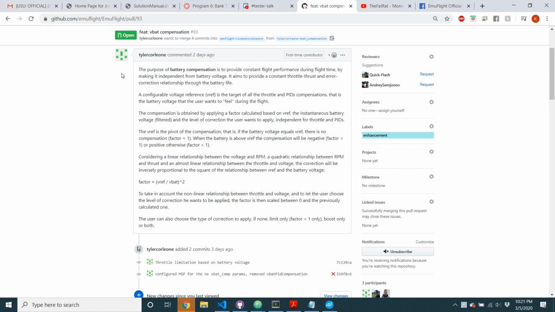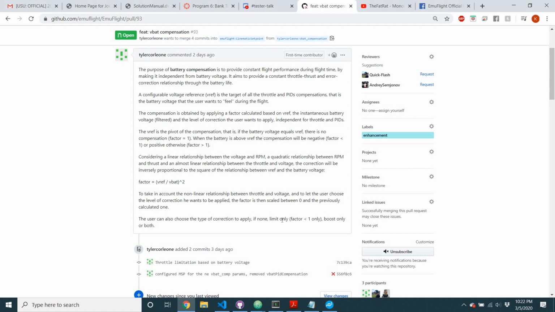But anyways, today we have some code by tylercorleone. I've been talking to him a bit recently, and he's come up with this really cool idea for battery compensation. And basically eliminating a few, not really problems, but just making the quad fly a bit better as the voltage is constantly changing. So you can read all the stuff that he says here.